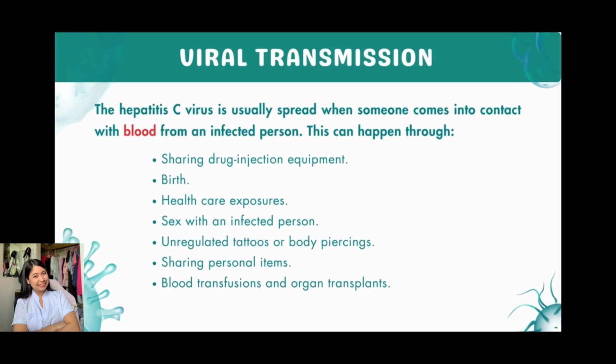People can get infected from sharing personal items, including razors, nail clippers, toothbrushes, and other items that may have come in contact with infected blood, even in amounts that are too small to see. Blood transfusions and organ transplants. Before widespread screening of the blood supply in 1992, hepatitis C was also spread through blood transfusions and organ transplants. Now, the risk of transmission to recipients of blood or blood products is extremely low.